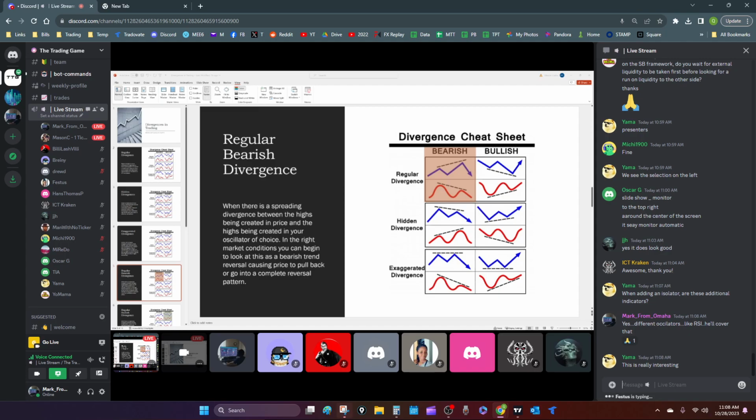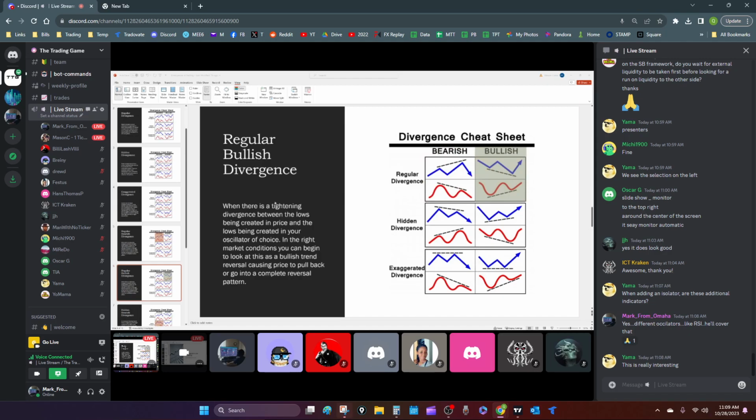Okay, so regular bearish divergence. When there is a spreading divergence between the highs being created in price and the highs being created in your oscillator of choice, in the right market conditions, you begin to look at this as a bearish trend reversal, causing price to pull back or to go into complete reversal. Again, when I say right market conditions: higher time frame, PD arrays, draws on liquidity, taking out sell side liquidity, buy side liquidity.